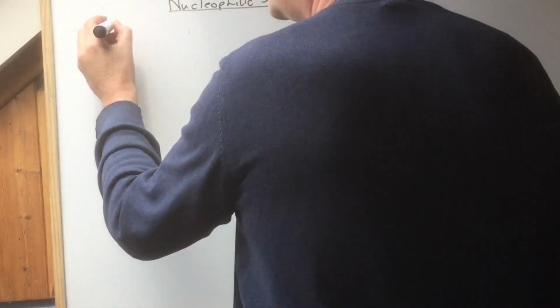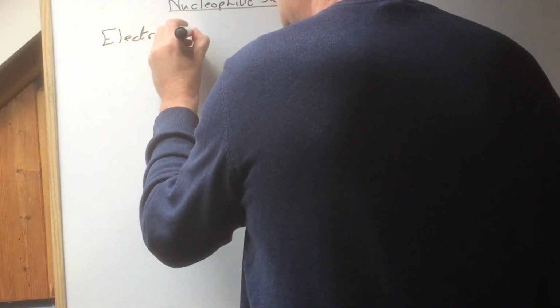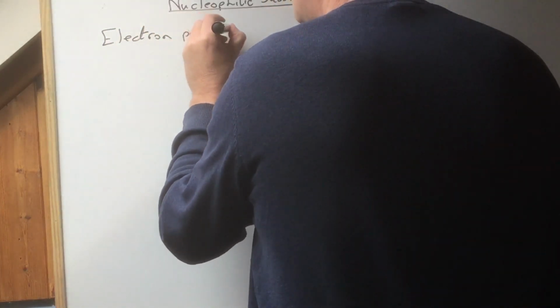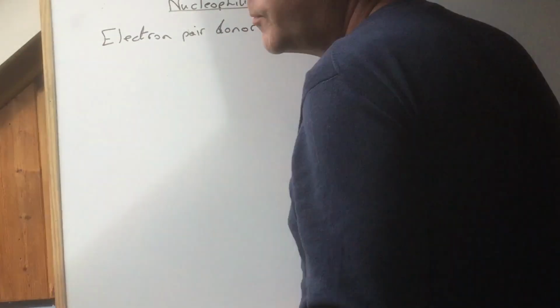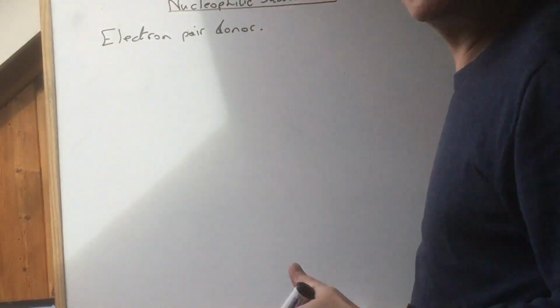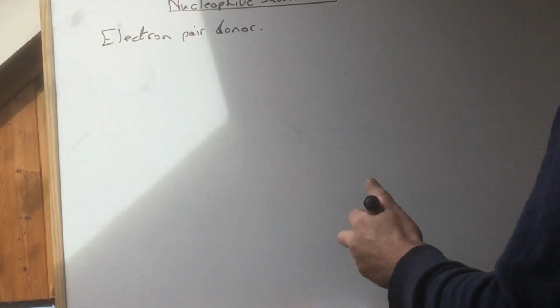A nucleophile is an electron pair donor. There are lots of different nucleophiles, and they've got to have an electron pair to donate. Sometimes they're charged, sometimes they're not.